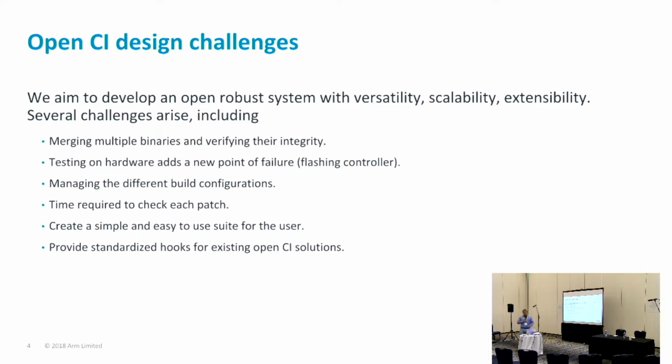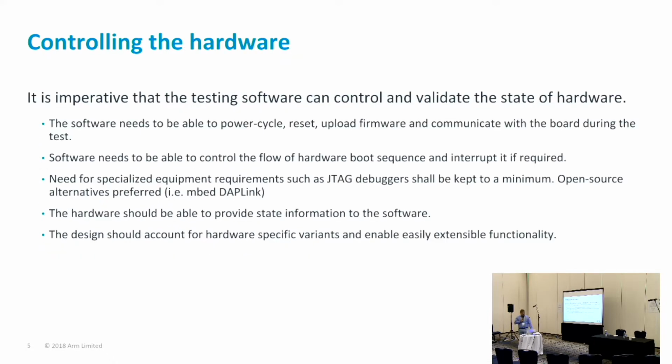In addition to the system being versatile and trying to address as many needs as possible, it needs to be easy to use, and it should not distract the developer. It should not disrupt the flow of the developer. Last but not least, it's quite important that the system is easily extended and can hook itself to existing OpenCI solutions like Jenkins, Travis, and others.